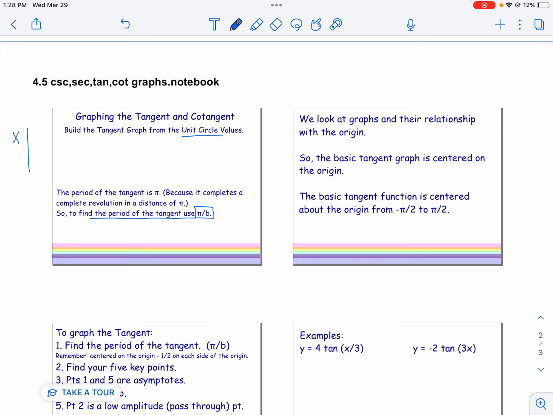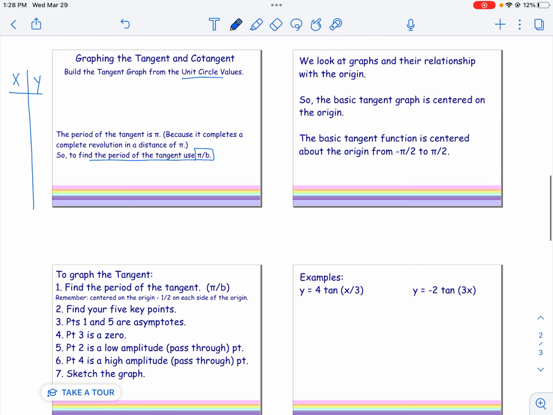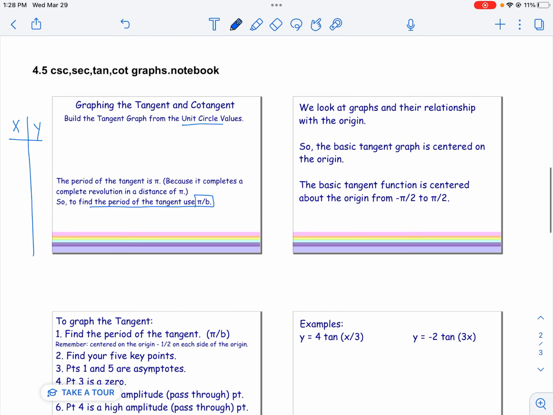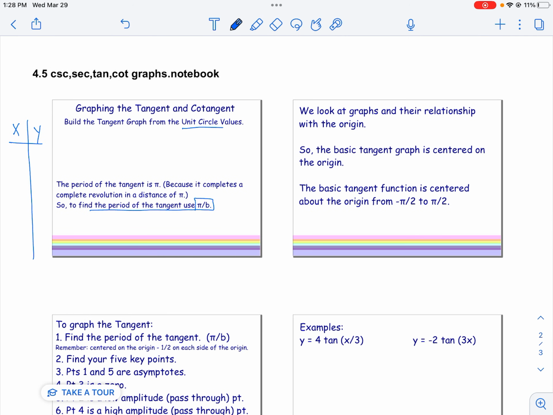If I'm going to graph tangent, I need a little table of values here. If I know that the period of tangent is going to be pi for this basic y equals tan x function, then I can assume I'm either going from 0 to pi or negative pi over 2 to pi over 2. But let's take a look here at the tangent function and see where we're headed. So let's start with 0.